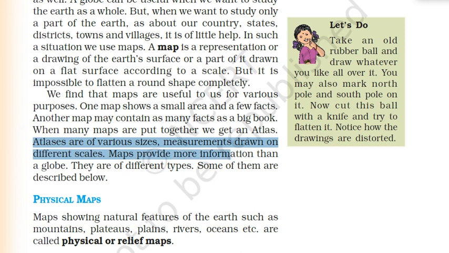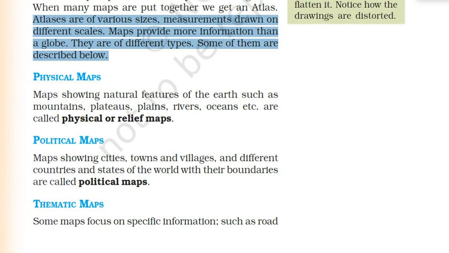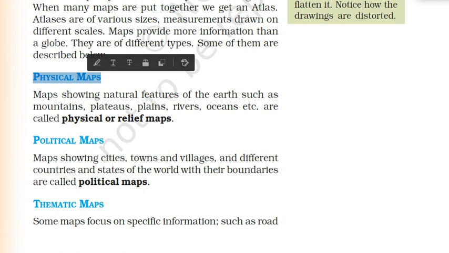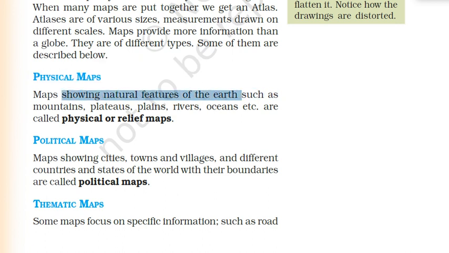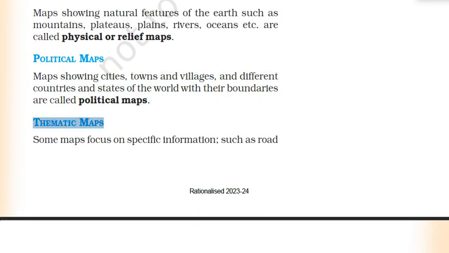Maps provide more information than a globe. They are of different types. Some of them are described below. Physical maps: maps showing natural features of the earth, such as mountains, plateaus, plains, rivers, oceans, etc., are called physical or relief maps. Political maps: maps showing cities, towns, and villages and different countries and states of the world with their boundaries are called political maps.